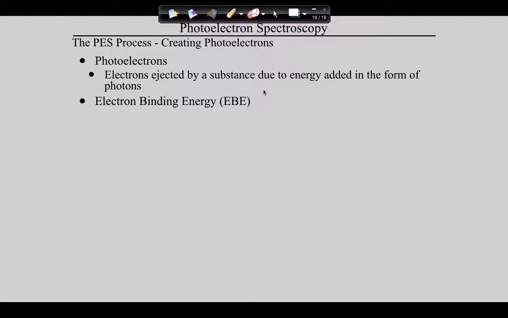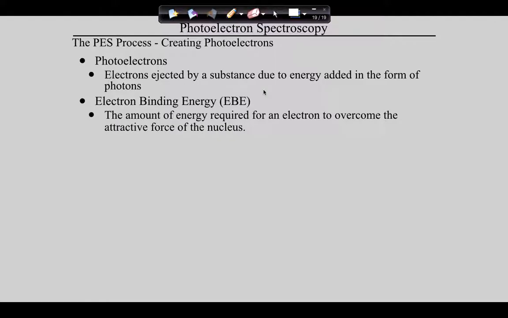Now guys, in order to understand this process, you need to understand the term electron binding energy. This is the amount of energy with which an electron is bound. Electron binding energy is the amount of energy required for an electron to overcome its attractive force. And guys, you may want to write this down. What do we call that attractive force? Effective nuclear charge.